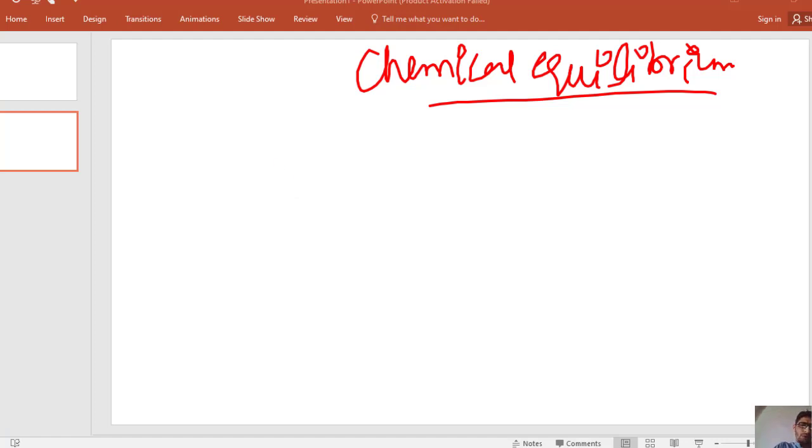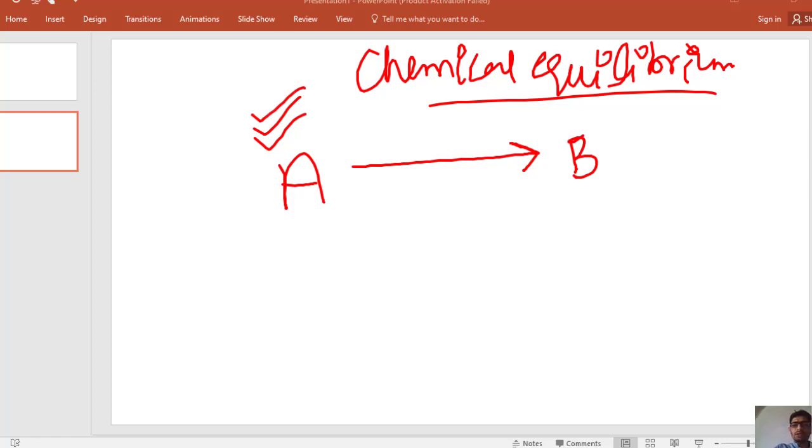Suppose at the beginning we have a reactant A which is converted into B. At the start the concentration of A is very large and the concentration of B is 0. With the passage of time the concentration of A will decrease and the concentration of B will increase. A time will come when the concentration of B becomes very high.